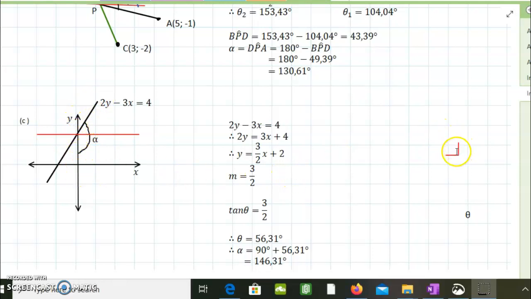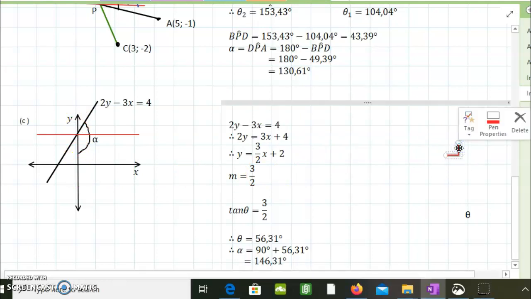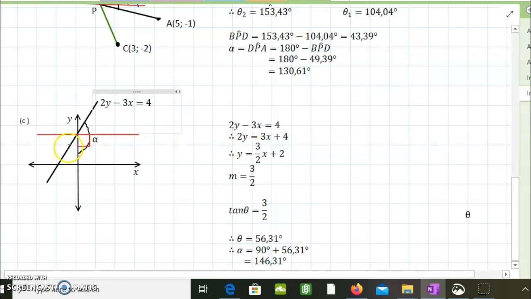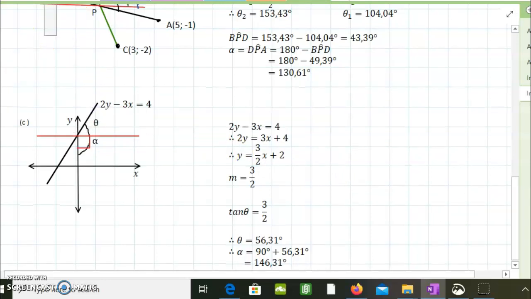Note that that horizontal line, we know it is parallel to the x-axis, so we know that this angle here is 90 degrees. This angle is 90, and I'm going to call this angle above that the inclination of that line 2y minus 3x equal to 4. I'm going to call that alpha. So let's call this part here alpha, the inclination of the line.